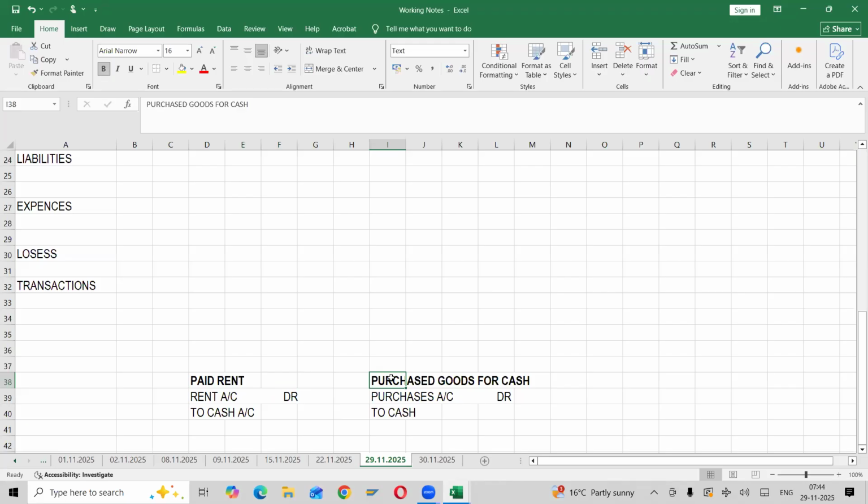How many people understood? Hope everybody understood this. Yes. Paid rent and purchased goods for cash. Correct? When I said rent account debited to cash account, when I said purchases account debited to cash, how many people understood this? This is a normal English statement. The person who knows English, who understands the wording of English, will understand these two statements, correct? And when I said rent account debited to cash account, purchases account debited to cash account. Clear?